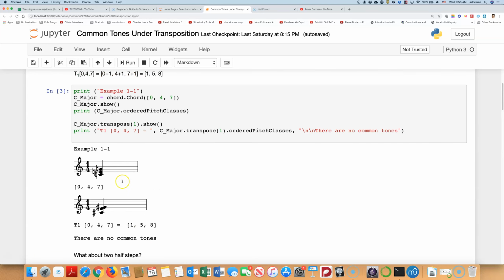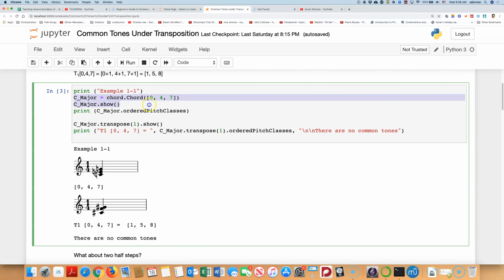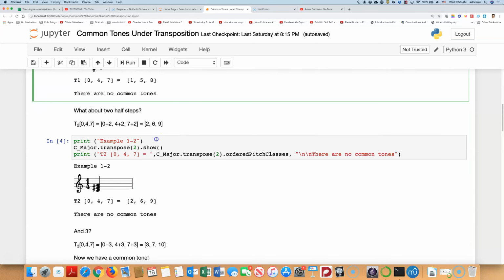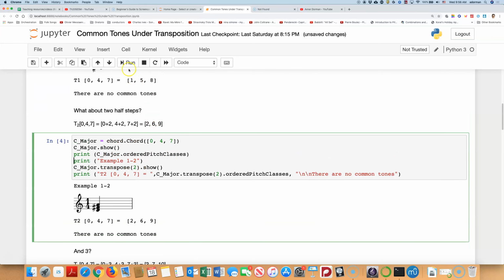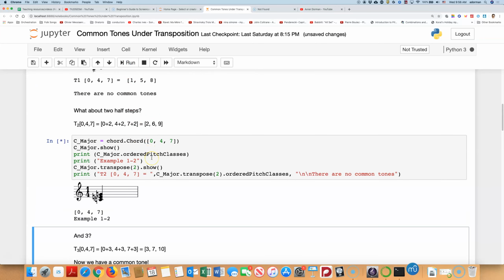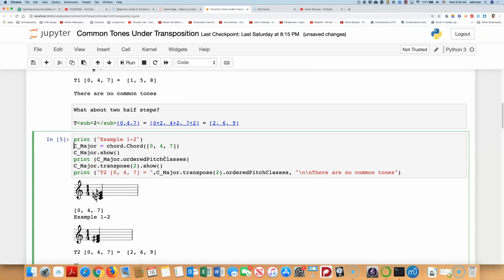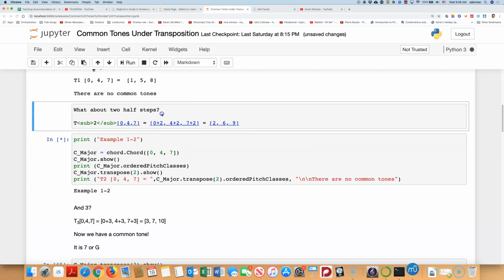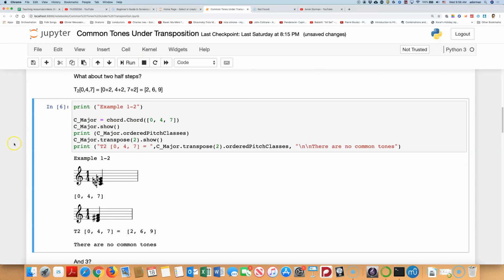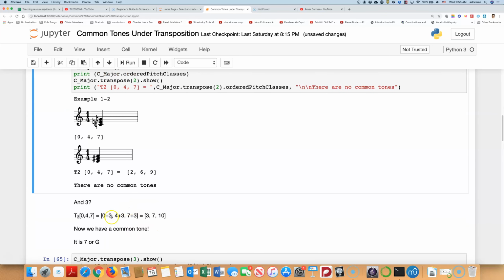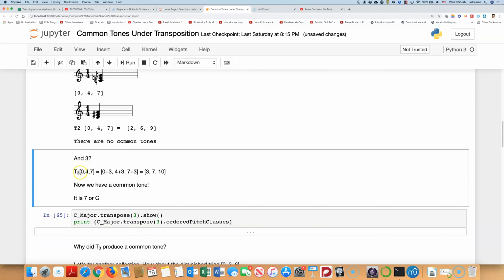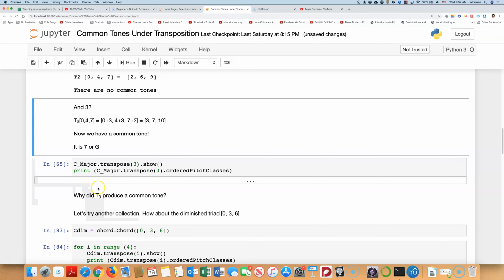So we started with C major. We can print the original chord again. I'll put the example on top. Sorry about that. So once again, we see that the original is 047. We add 2 to each one of them, and there are no common tones under this transposition. What about 3? T3 of 047 is 3, 7, 10. Now we do have a common tone, that's 7, or the note G.